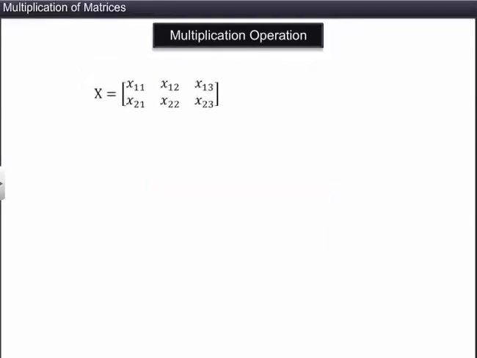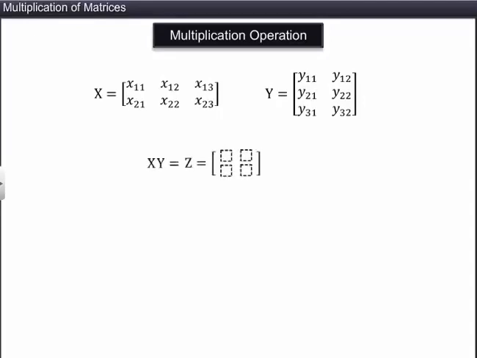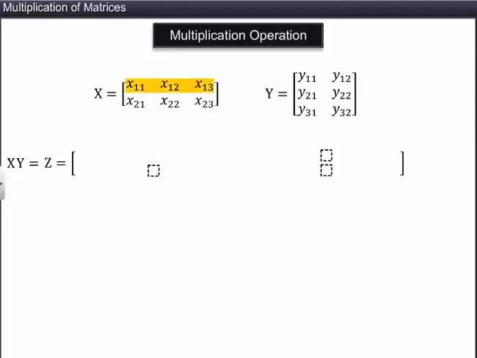We have two matrices, X and Y. Let the resulting matrix of the multiplication of these matrices be Z. We will first multiply the elements in the first row of X to the corresponding elements in the first column of Y. We will write the sum of the products of the elements as shown.